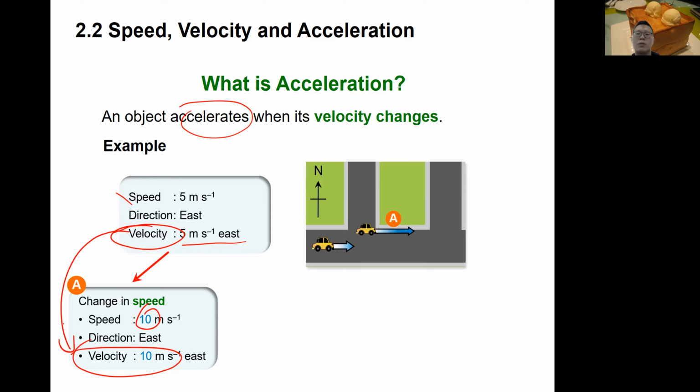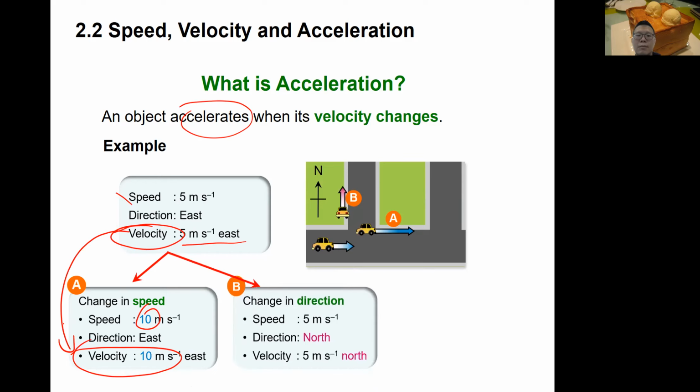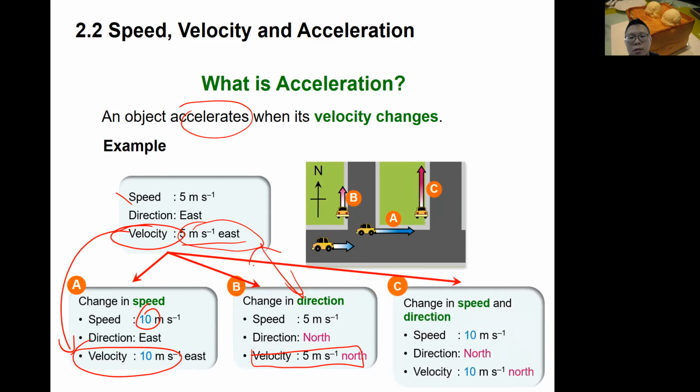Same thing if I change direction. 5 meters per second, now I change to 5 meters per second north. This change also implies I have an acceleration. Likewise, if I change speed from 5 meters per second to 10 meters per second, and direction from east to north, this will also imply that I have an acceleration, because my velocity does change.